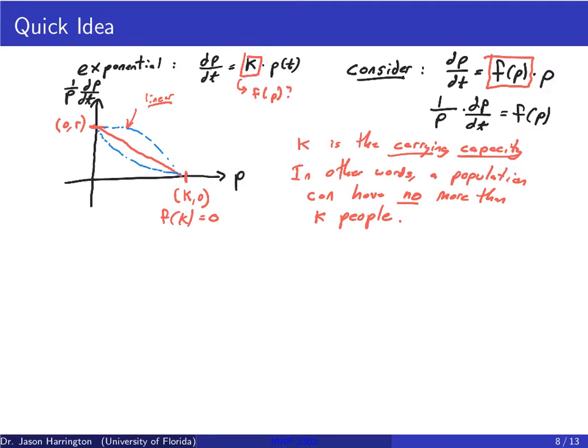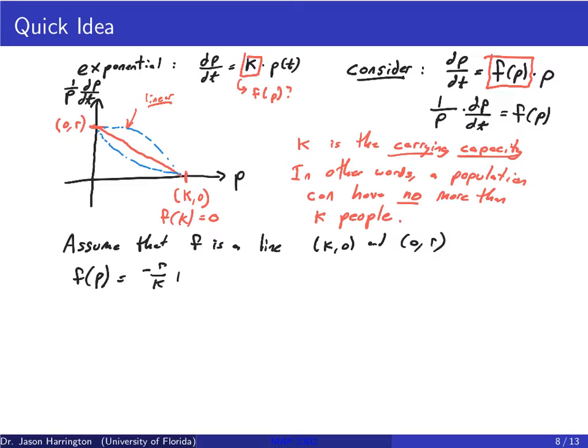But I'm going to assume, for simplicity, that f is a line, and it passes through the points k comma 0 and 0 comma r. So then I have f of p that's just going to be, using the slope-intercept form, negative r over k times p plus r.